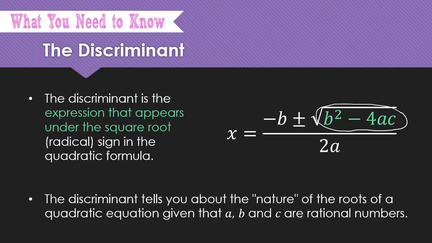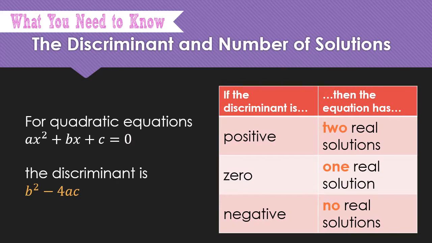And this discriminant is unique because it tells you about the nature of the roots of a quadratic equation, given that a, b, and c are all rational numbers. So what specifically does it tell us about the number of solutions? Well, for quadratic equations that are in standard form, so where ax squared plus bx plus c equals 0, the discriminant is b squared minus 4ac.